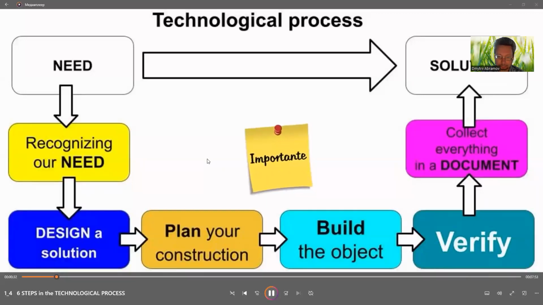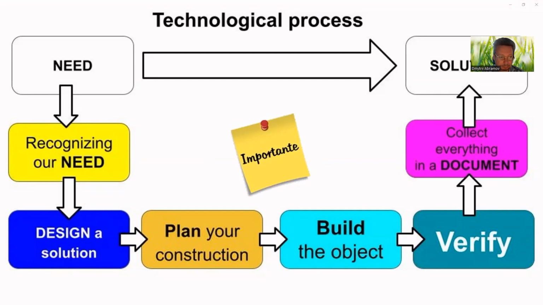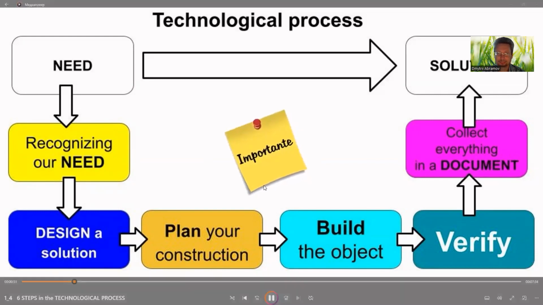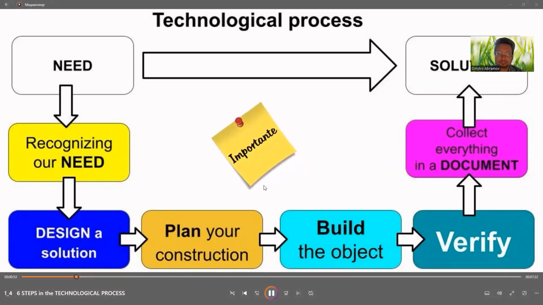First, recognize our need. Second, design a solution. Third, plan its construction. Fourth, construct the object that we have designed. Fifth, verify that the entire process has been completed correctly. Sixth, and finally, collect everything in a report. So, let's talk a little bit about each of the steps.